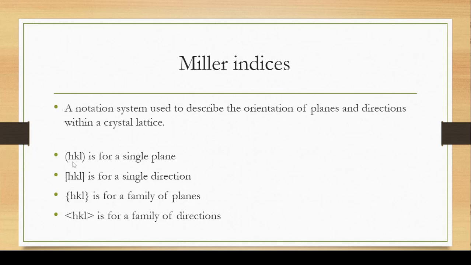So this HKL, these are your values here. This is from taking the intercepts. This is for a single plane. And do note that there are no commas here, so you should not put commas. This is how it's notated. This is for a single plane, and this is for a direction. And these ones are for a family of planes and a family of directions.